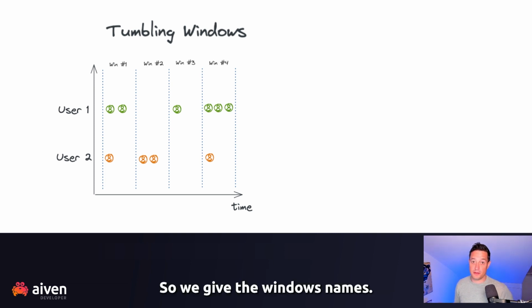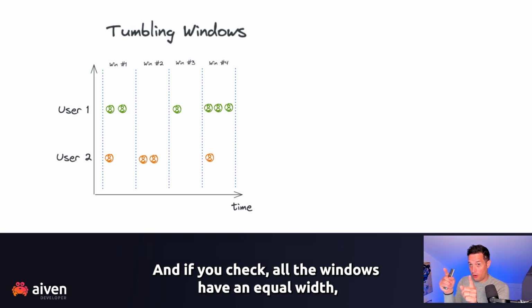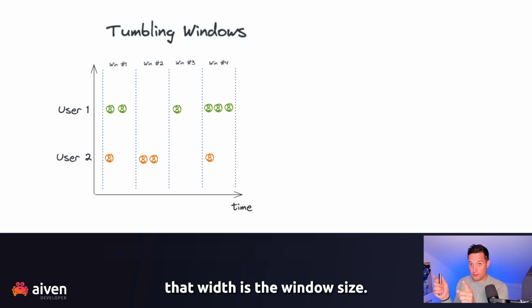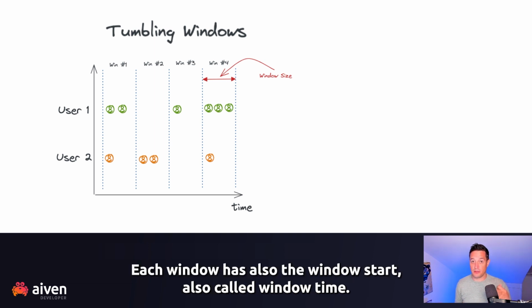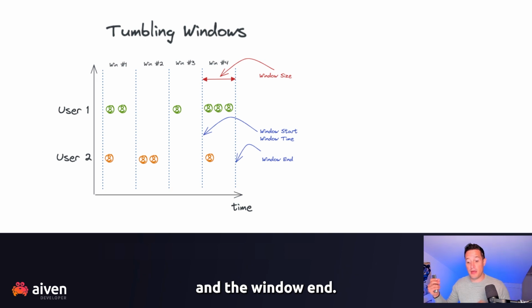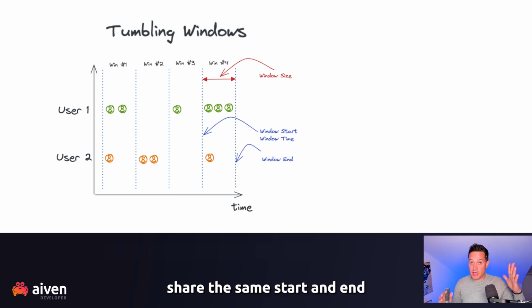So we give the windows the names, and if you check, all the windows have an equal width. That width is the window size. Each window has also the window start, called also the window time, and the window end. With this method, all the users share the same start and end window times.